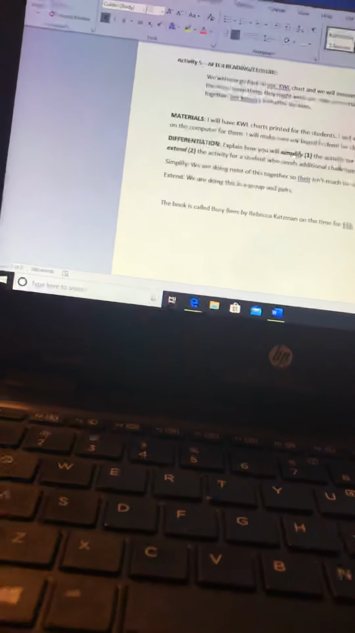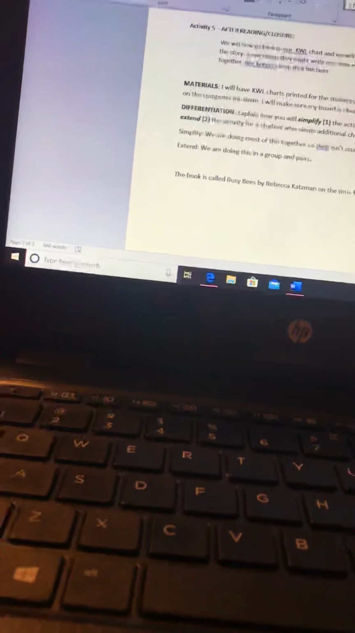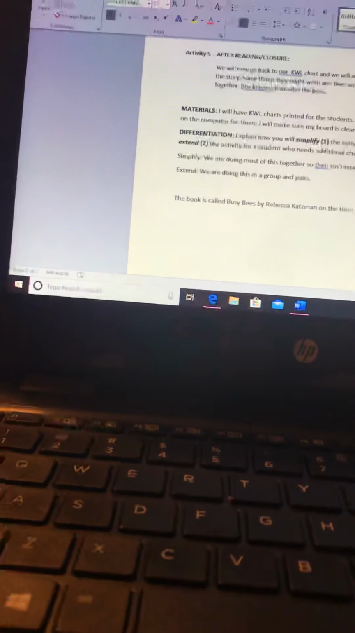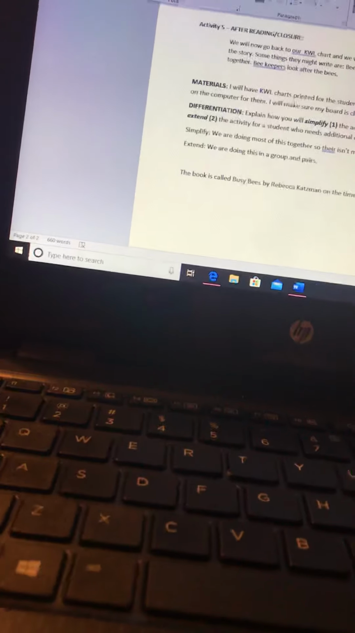Activity 5 is after the reading. We will now do the L part of our KWL chart, and we will write some things we learned from the story. Some of the things they might write are bees eat nectar, thousands of bees live together, beekeepers look after the bees. For my materials, I will have KWL charts printed out for each one.